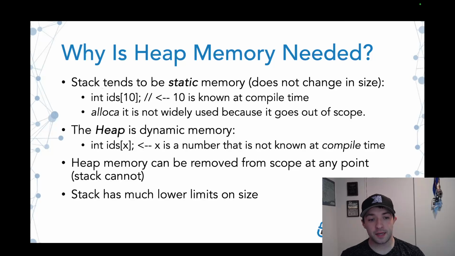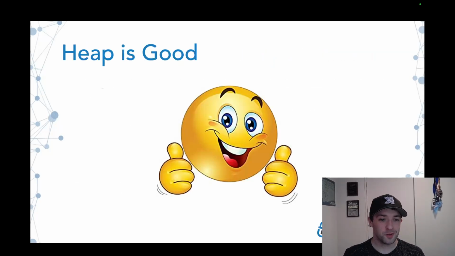And the nice thing about the heap is that the heap is global. In particular, it is a per process piece of memory. And that's really helpful because I can send it between threads, or I can allocate some data on the heap and return it, and that's fine. The stack also has much lower size limits. So there's a time for the stack, there's a time for the heap. So the heap is good.